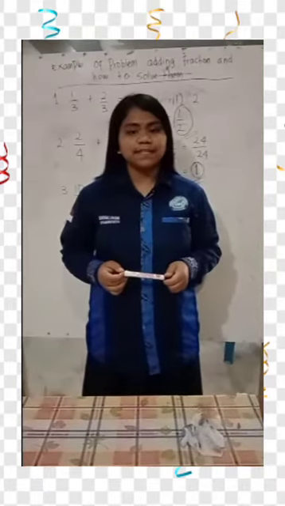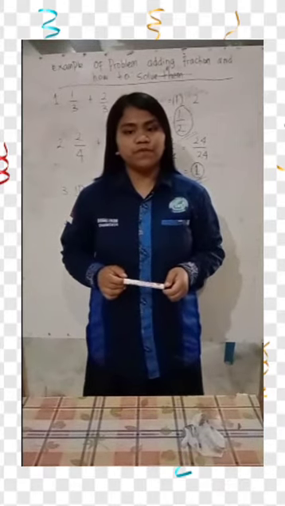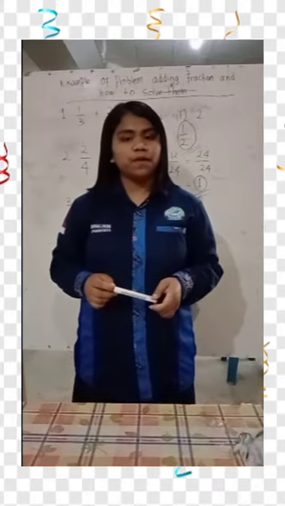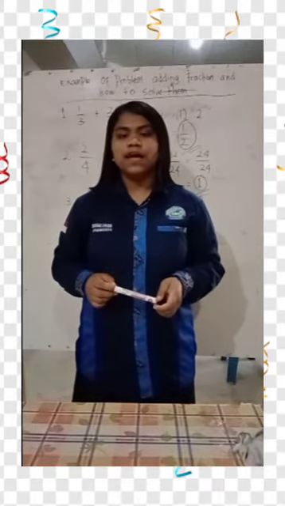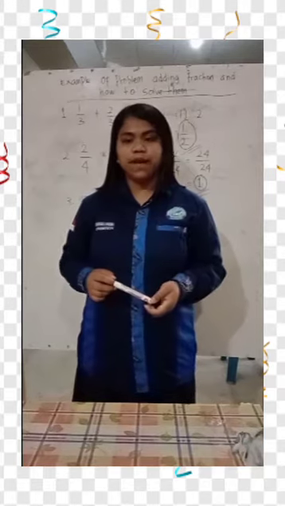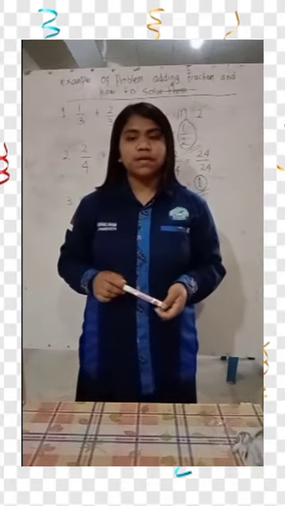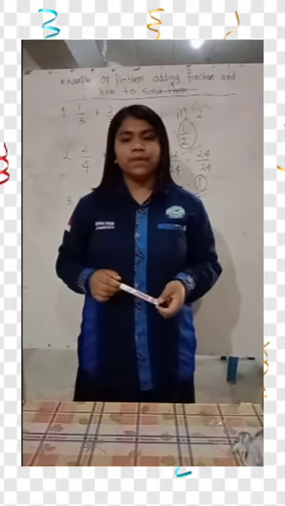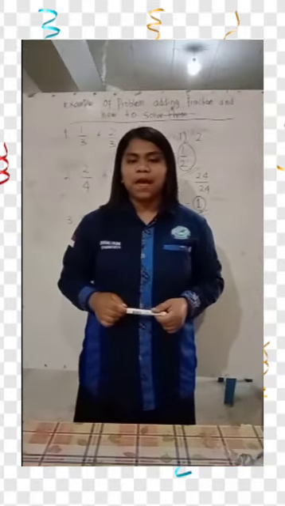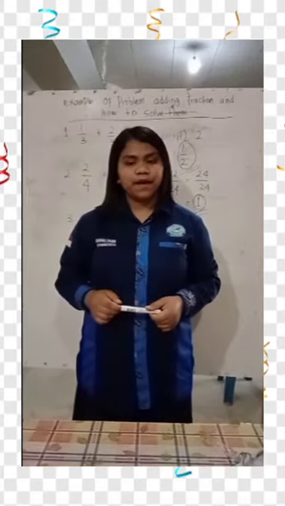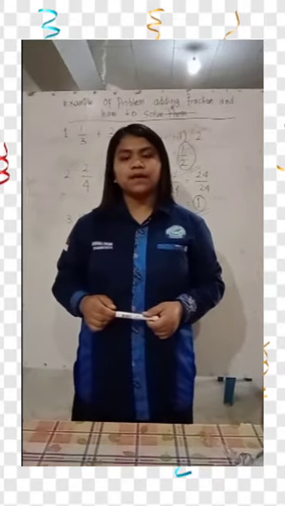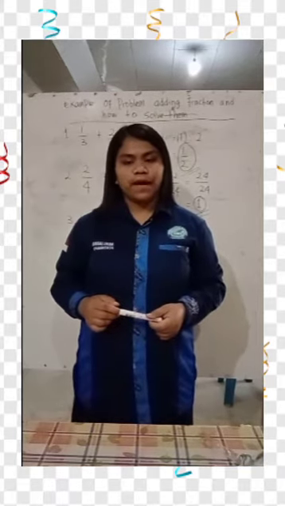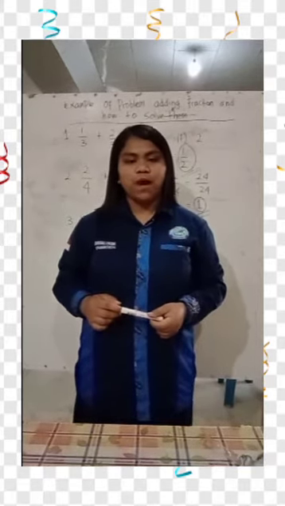Okay, brothers and sisters, now let's move on to the last example questions. Together we solve story problems that are associated with everyday life related to addition and subtraction of 2 fractions, both with the same denominator and with different denominators. Mother has a freshly baked cake, then mother cut the cake into 10 pieces. Then Andi ate 2 parts of the cake, while Randy ate 1 part of the cake.